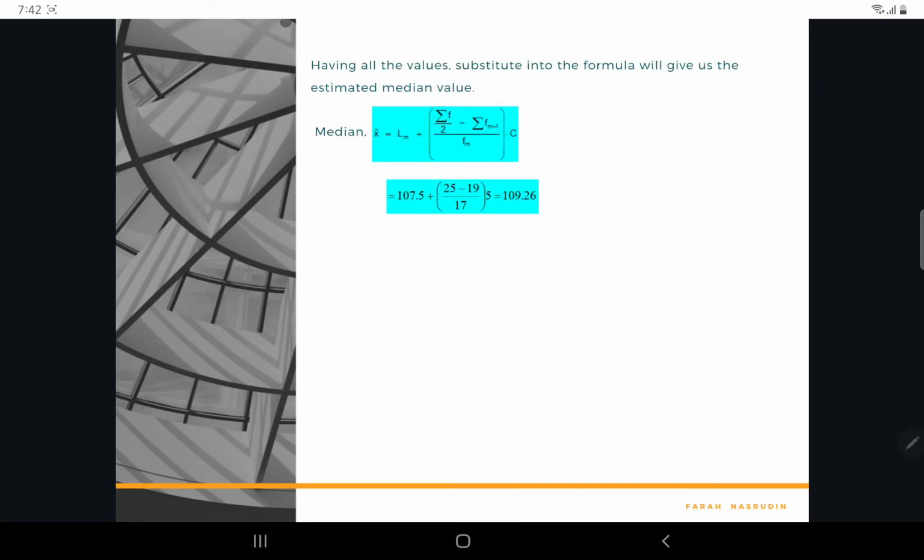So, okay, like this. To find the median, this is the formula. So we just need to insert all the values that we got from the previous slide. So our median is equal to 109.26. Okay. Next.